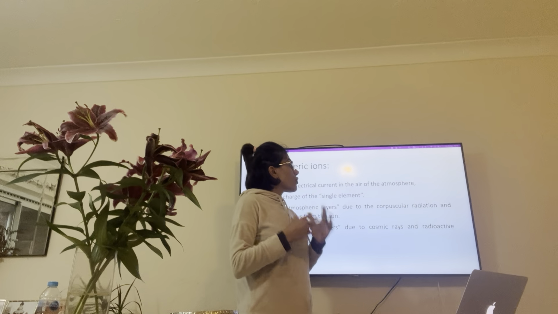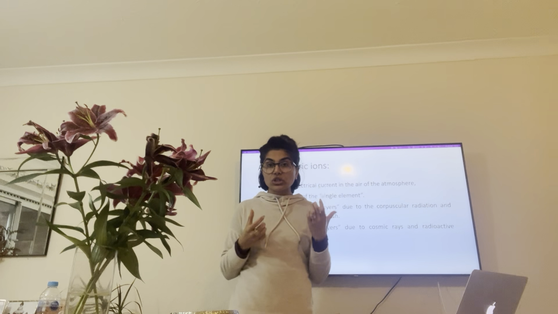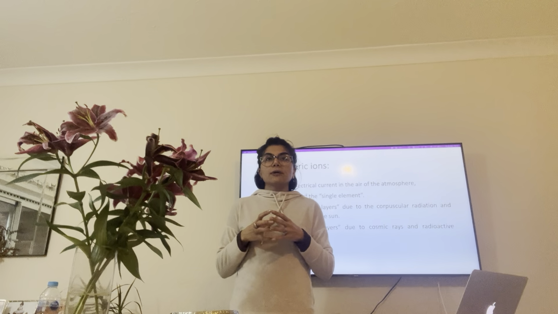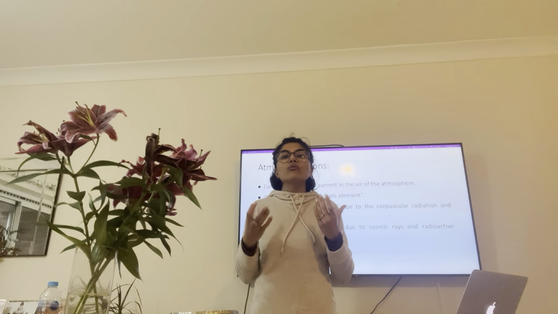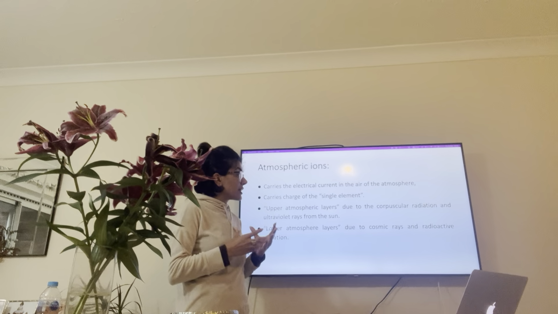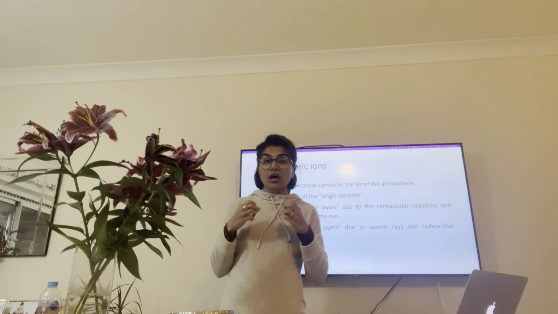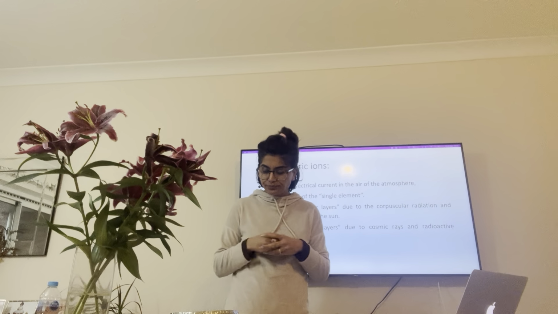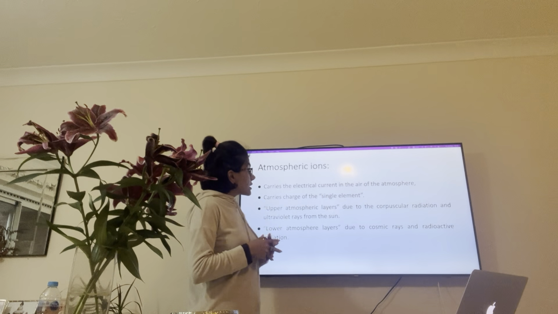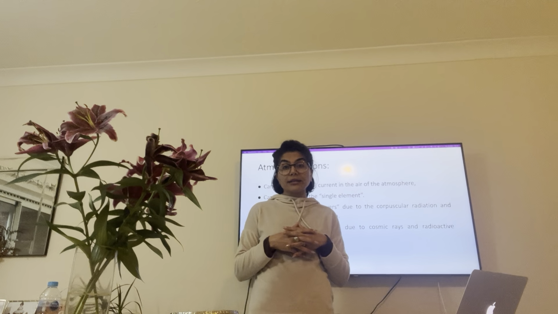It is made due to the corpuscular radiation and ultraviolet rays from the sun. High energy solar photons tear electrons away from gas particles, creating electrically charged ions of atoms and molecules in the atmosphere. The lower atmosphere layer is made due to cosmic rays and radioactive radiation.